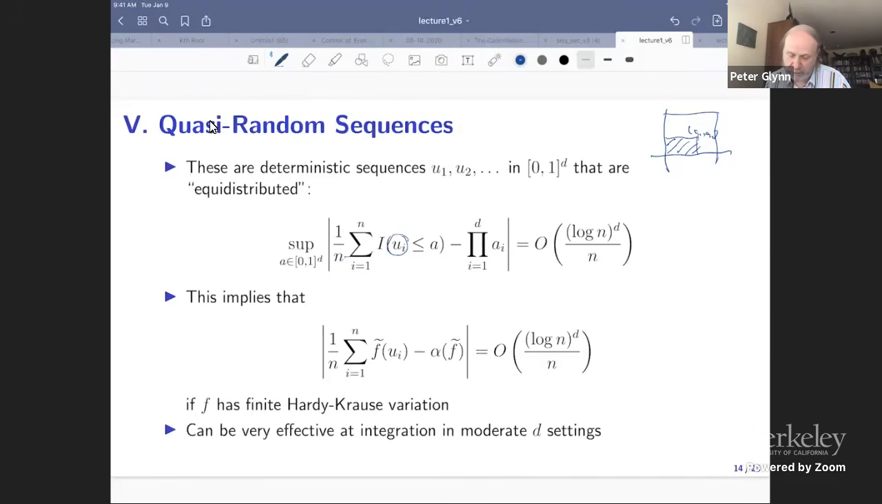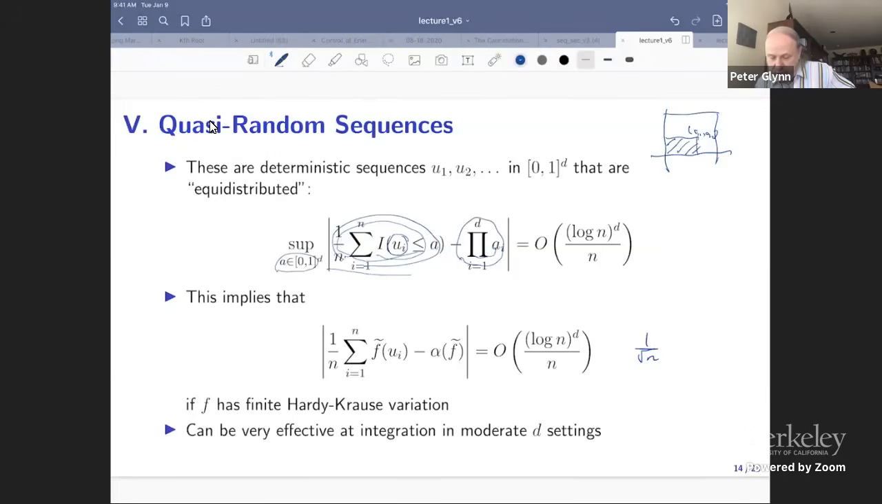So in the d-dimensional case, when D is greater than or equal to 2, we want the fraction of ui's falling into that hyperrectangle to be given by the volume of that hyperrectangle, which is just the product of the Ai's. So it turns out that there are these equidistributed sequences that have the property that if I sup over all such A's, the maximal deviation between the fraction of points in such a hyperrectangle versus the volume goes to 0 at rate log n to the dth power divided by n. And it turns out that for a certain class of integrands that have finite Hardy-Krauss variation, the corresponding integration error also goes to 0 at rate log n to the dth power divided by n. And of course, this is a faster convergence rate in general than 1 over square root of n.